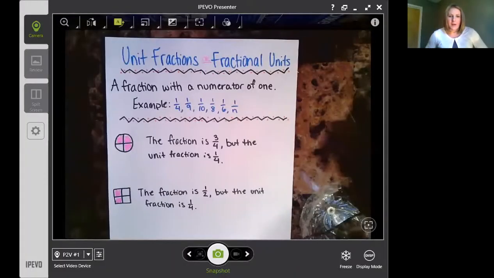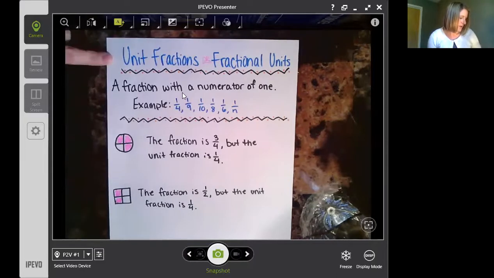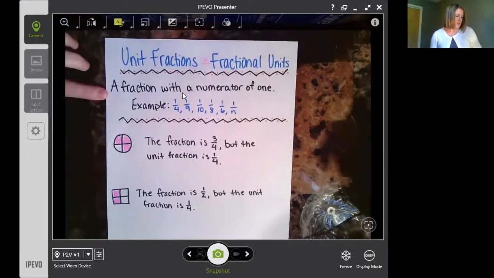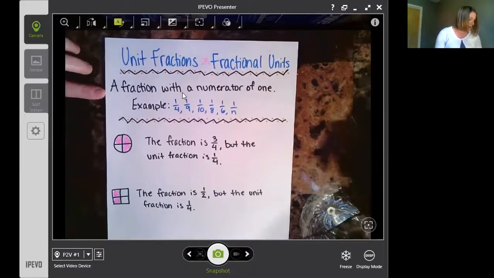So in Zearn, some of your problems may ask you to find the unit fraction, or it may say fractional unit. Either way, it's the same thing. The terminology kind of flips back and forth a little bit. So you might see unit fraction or you might see fractional unit. Same thing. A unit fraction is a fraction with a numerator of 1.